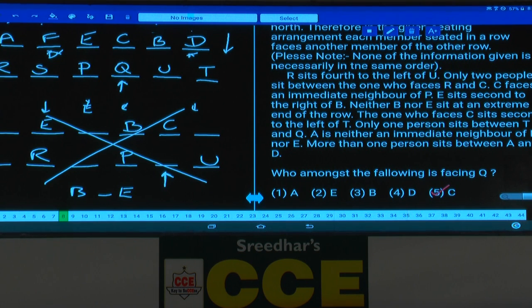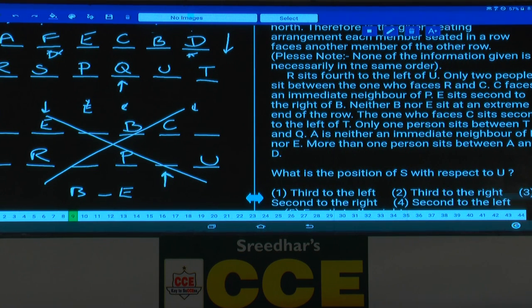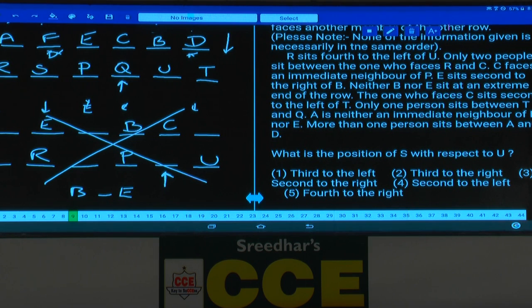C is facing, that is choice 5. The next one, what is the position of S with respect to U? S is third to the left hand side. Third to the left, that is choice 1.